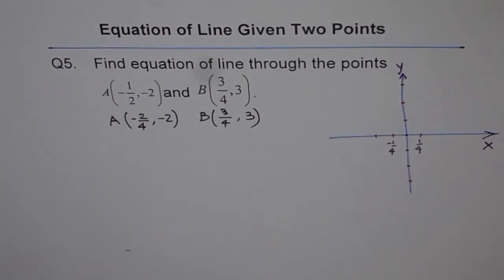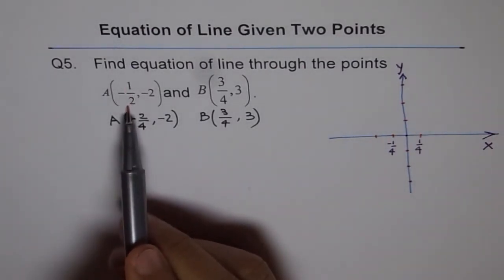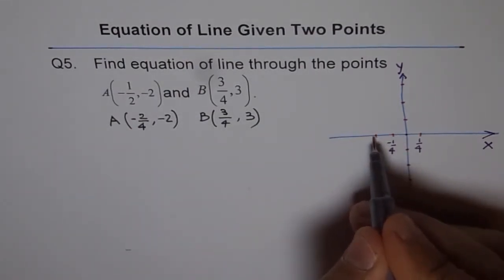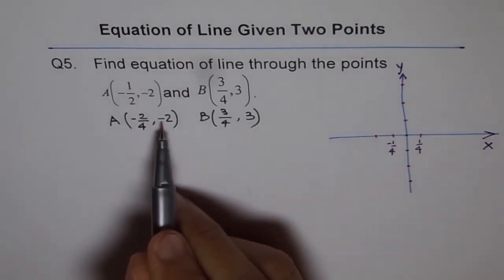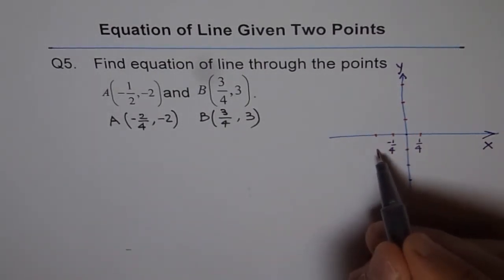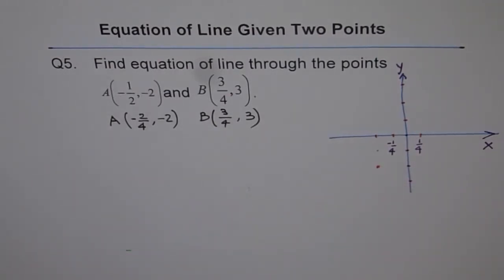Now let's get back to plotting the point. So this is minus half, which is minus 2/4. So we go 2/4 left, and minus 2 means 2 units down. And I'm using this as 1, so I go 1 and then 1 more. So that is my point, which is point A, correct?